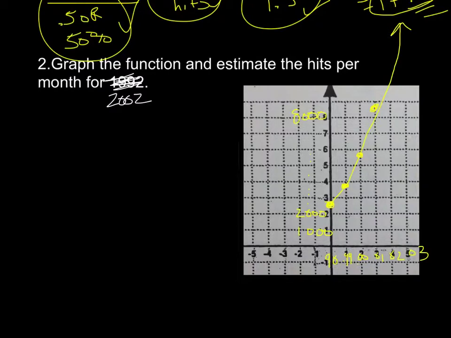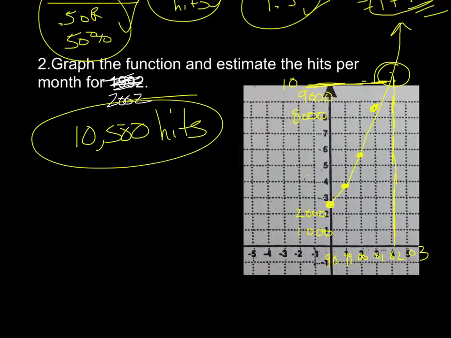Now, I'm going to say, okay, I'm interested in 2002. So here's 2002, and I'm going to follow it up. I'm kind of off my graph here, but this would have been 9,000. So right about here is about 10,000. And I'm a little past that, and this is an estimate now, here's my intersection in 2002, I'm going to guess about 10,500 hits per month. And again, this is just an estimate.